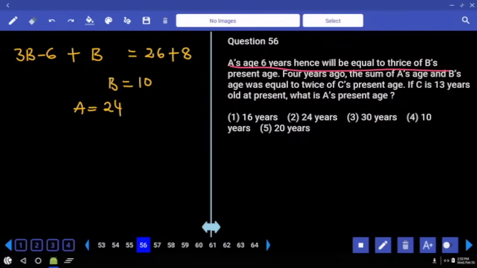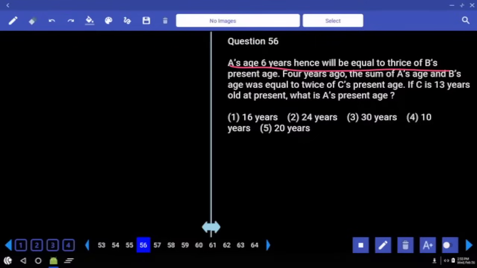A after 6 years, how many times of B? 3 times of B means 3 multiple. That means to the present age, how many years you are adding? That is also 3 multiple, right? Then what should be the present age of A? Has to be 3 multiple, correct? First eliminated, second 3 multiple, third 3 multiple, fourth eliminated, fifth eliminated.